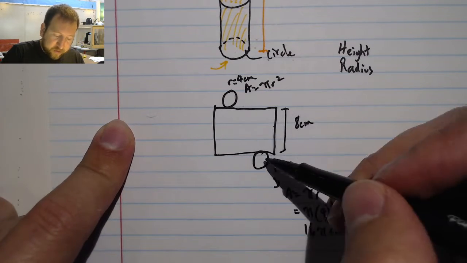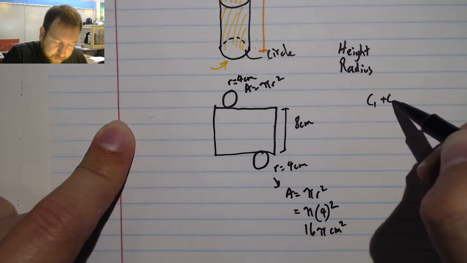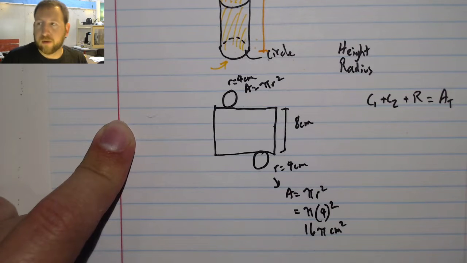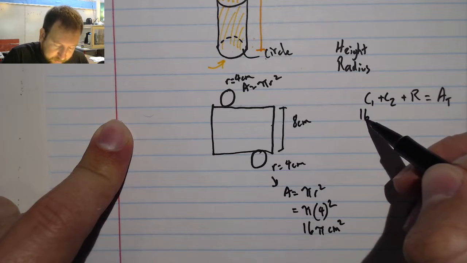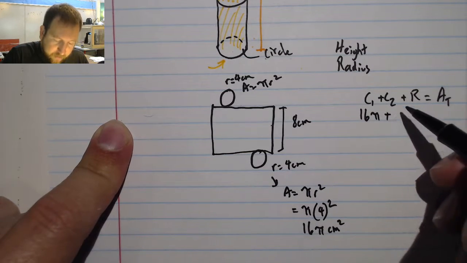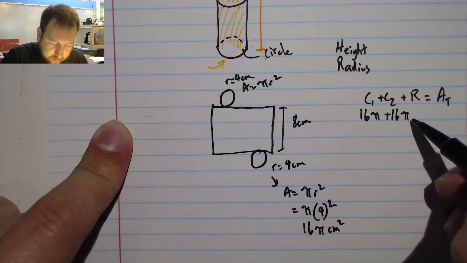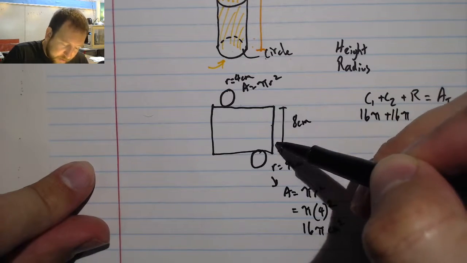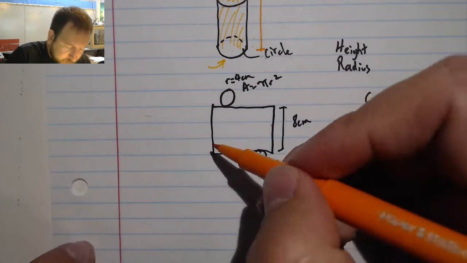Now, there's two of these. So I'm going to do my circle 1 plus circle 2 plus my rectangle to get my total area, and that's going to add up all the sides. So my circle 1 is 16 pi. My circle 2 is exactly the same thing because it has the same measurements, 16 pi. And my rectangle is a little bit different and kind of interesting, because this part here is clearly 8 centimeters, but my question is, what is the measurement of this side?